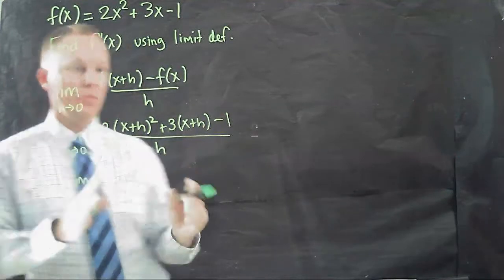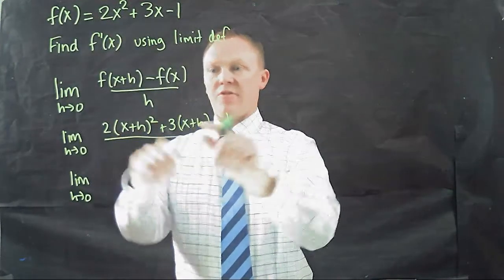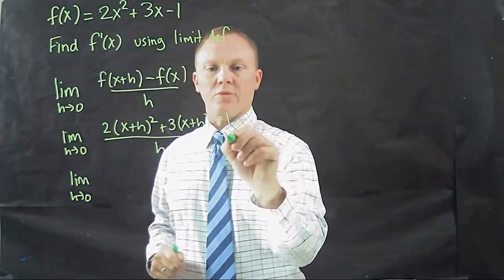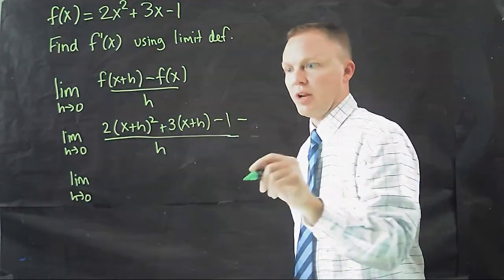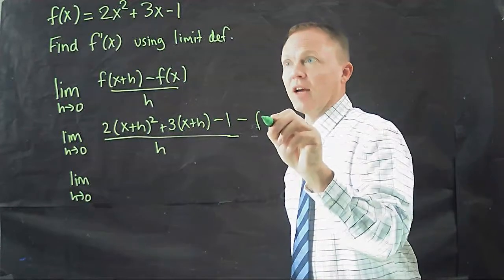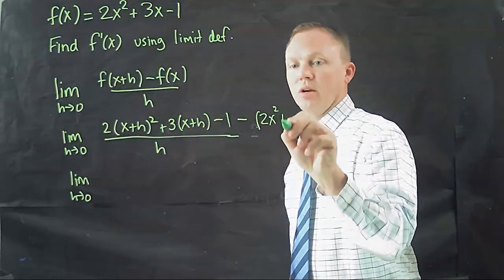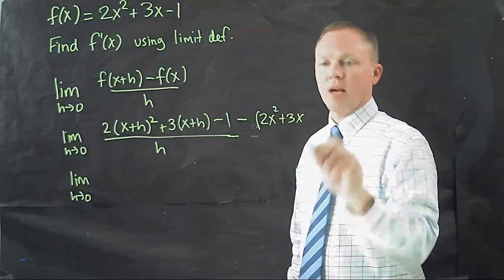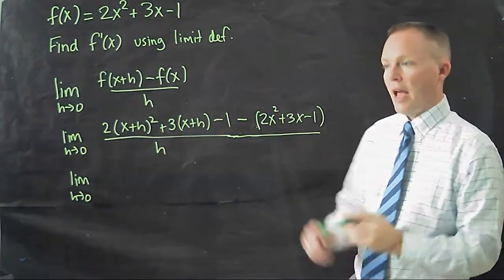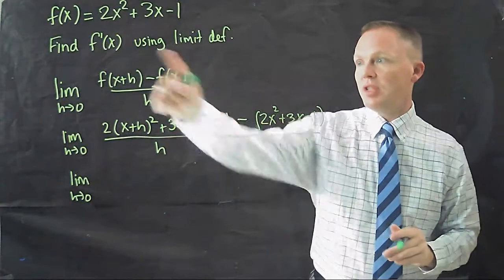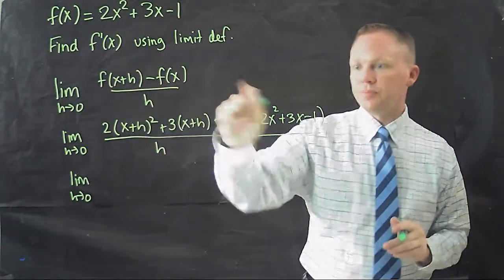Oh wait, let's back up. I just have f of x plus h right here. I need to subtract off, up here in this expression, f of x, which is 2x squared plus 3x minus 1. Okay? And I like to put this f of x in parentheses when I do this limit here.